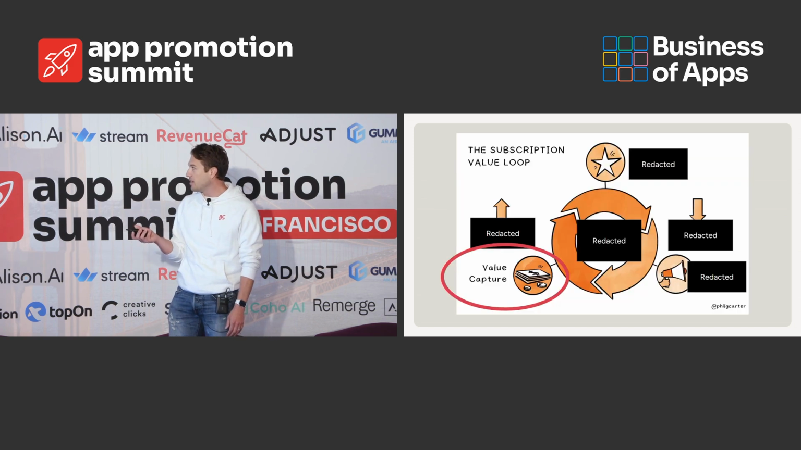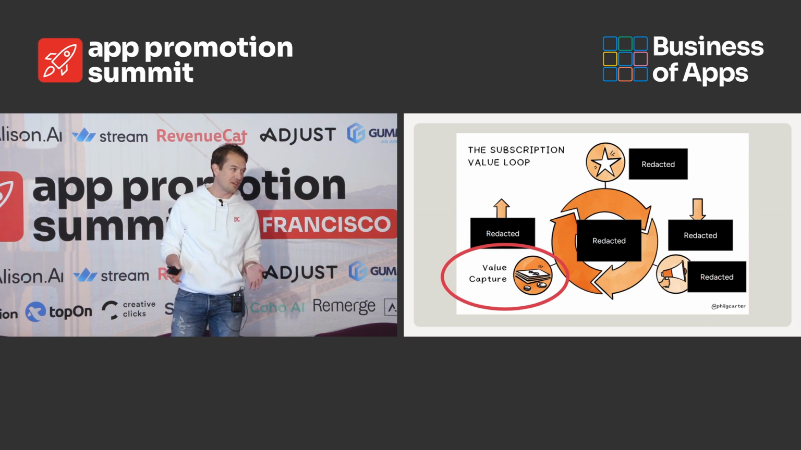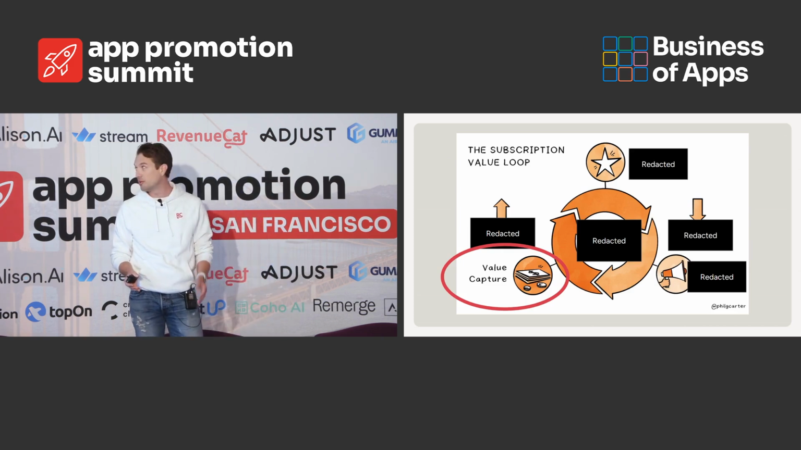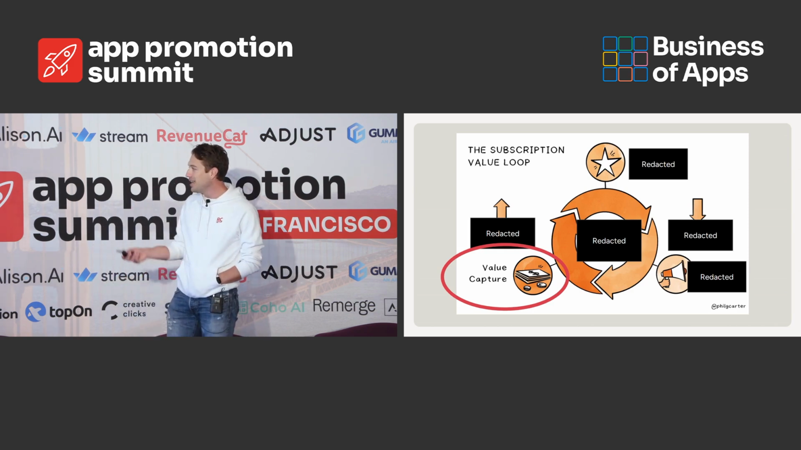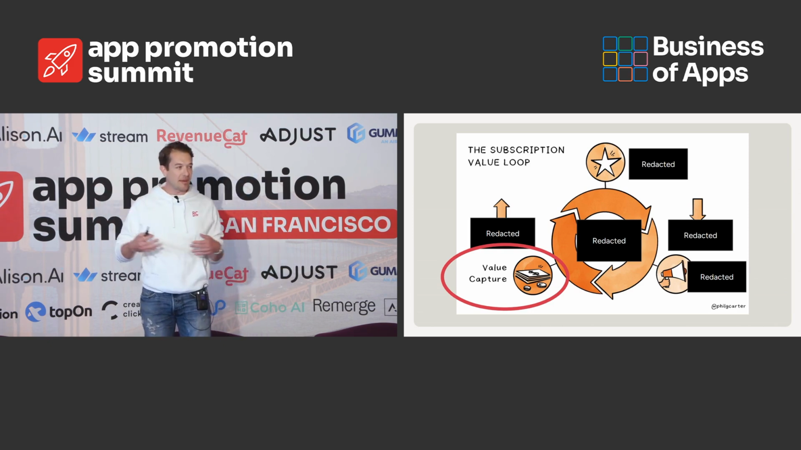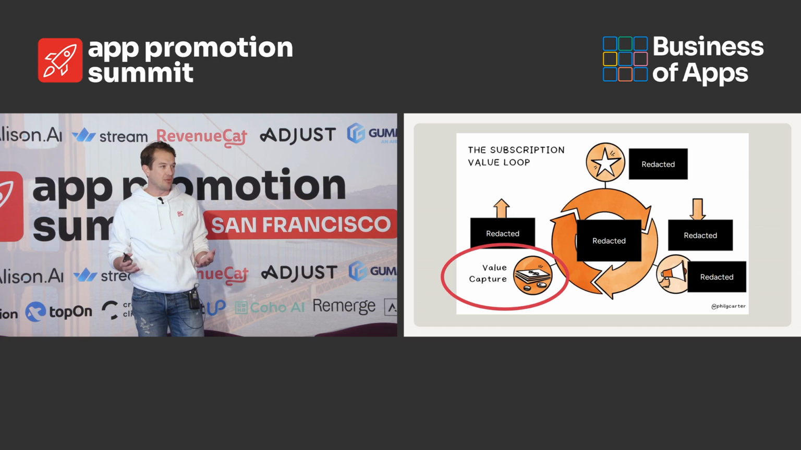I like to think about it even more broadly, and I stole this slide from Phil Carter. If you saw his talk earlier today on the subscription value loop, I didn't want to steal his thunder. I didn't know if his presentation was after mine, so I put these redacted things in. But when we talk about paywall conversion, I actually think about this broadly in terms of value capture. So we're going to talk about segmenting your users, and ultimately, how do you want to use that information around the segmentation to capture more value?